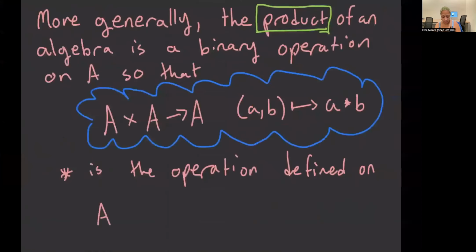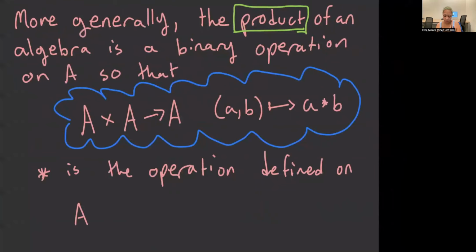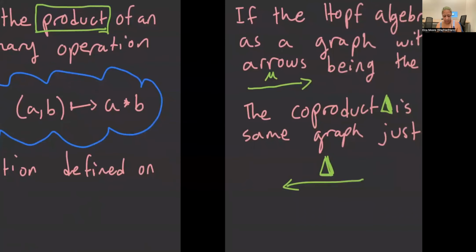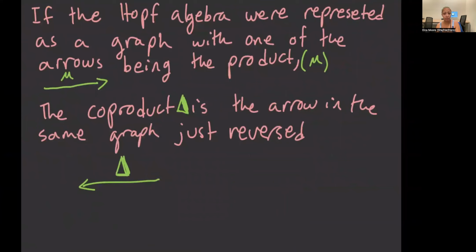More generally, the product of an algebra is a binary operation on A, so that A and this operation with itself maps it to A. I've defined here that you take these two values that are in A and you get A acting with B, and this is the operation defined on A. And if we talk about the Hopf algebra as a graph, with one of the arrows being the product, I'm calling it mu, and that arrow is going that way in the graph, and the co-product delta is the arrow of the same graph, just reversed.